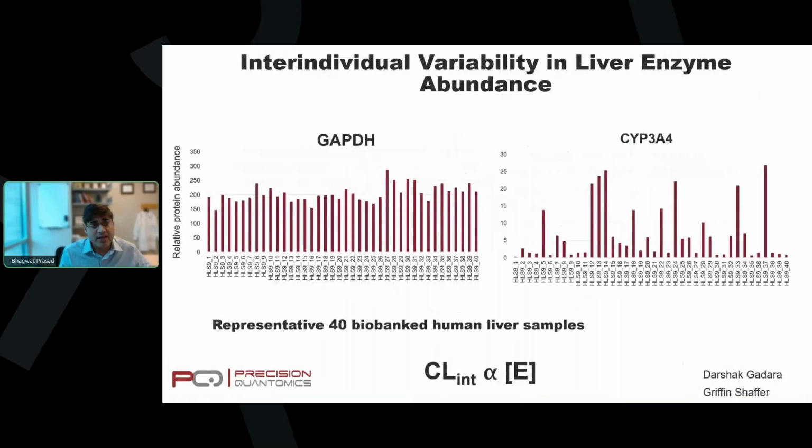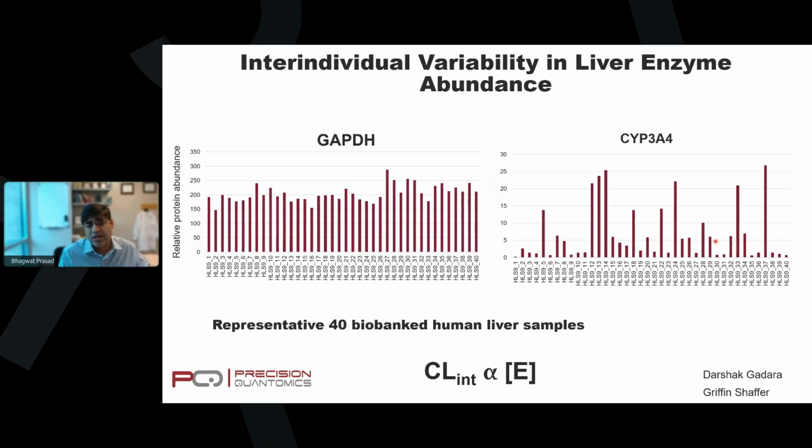So here is an example of the proteomics data that Precision Quantomics generated. This is basically quantifying human proteins in 40 different human liver samples. This is homogenate. And what I'm trying to show here is the consistency of proteomics data. As you can clearly see, the GAPDH in all these samples is not much different across samples. But then when you look into CYP3A4, this is where Kent was highlighting the biological variability. You can see huge variability in these enzymes. And that's what we need.